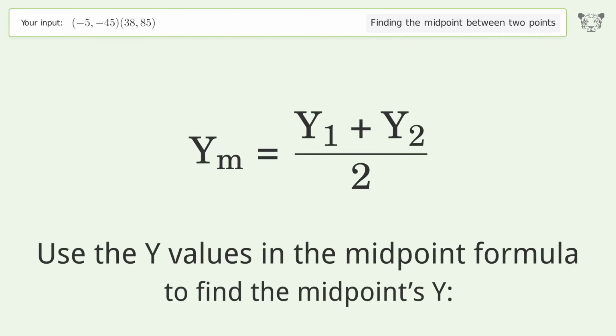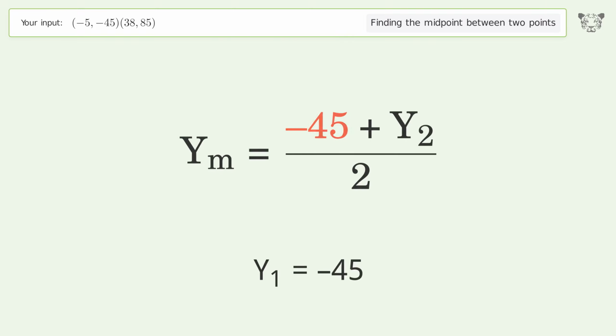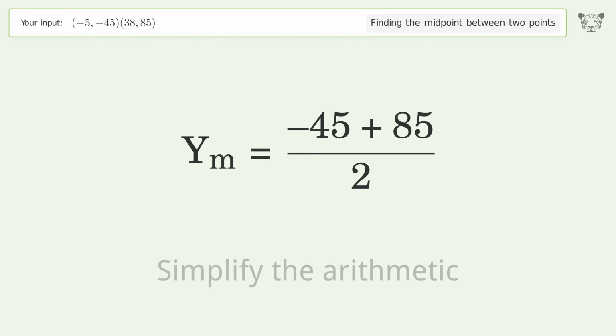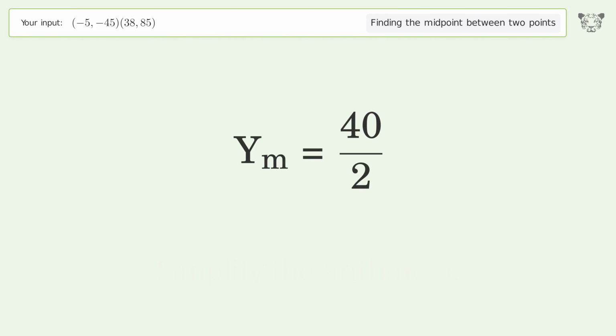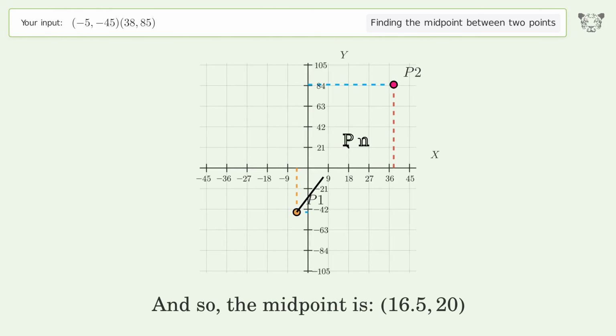Use the y values in the midpoint formula to find the midpoint's y. y1 equals -45. y2 equals 85. Simplify the arithmetic. And so, the midpoint is 16.5, 20.